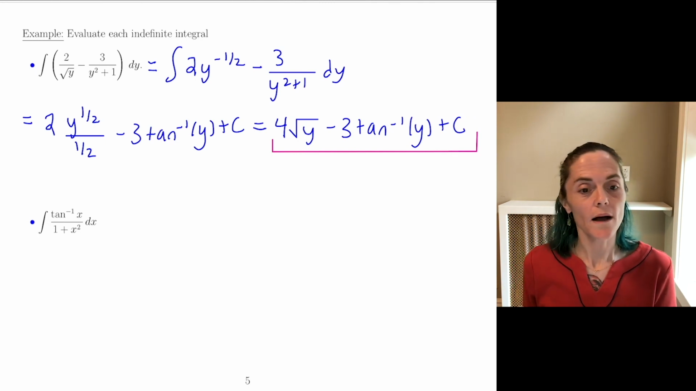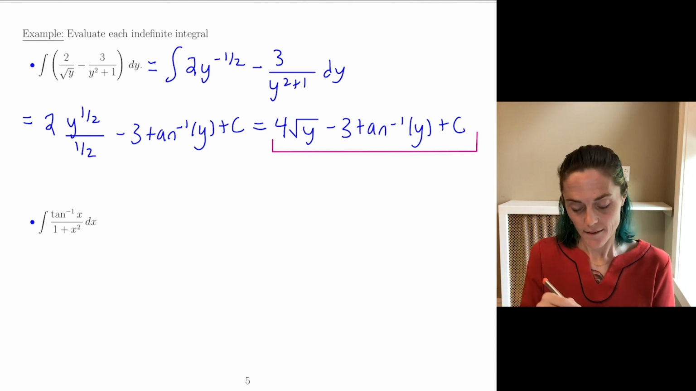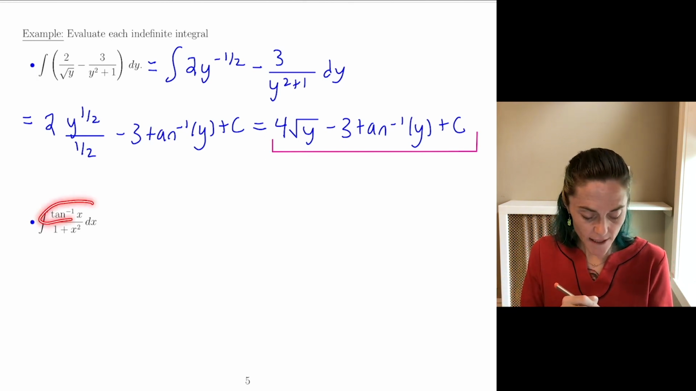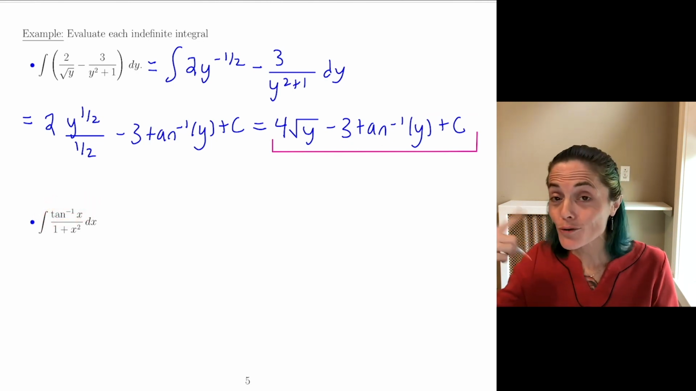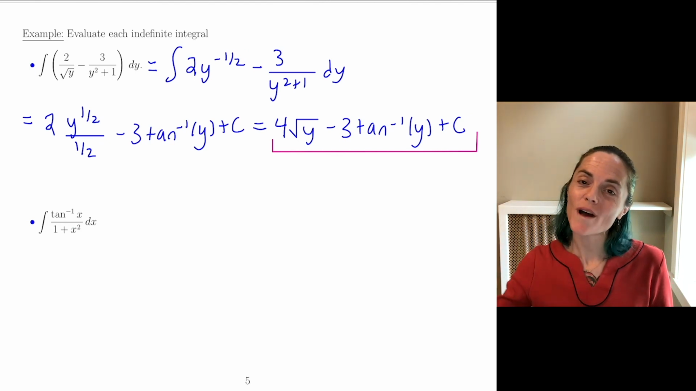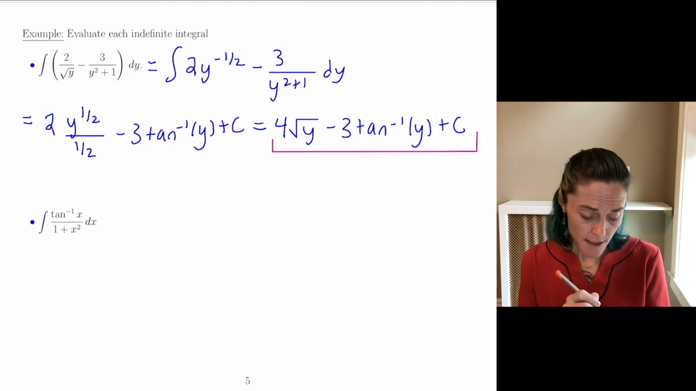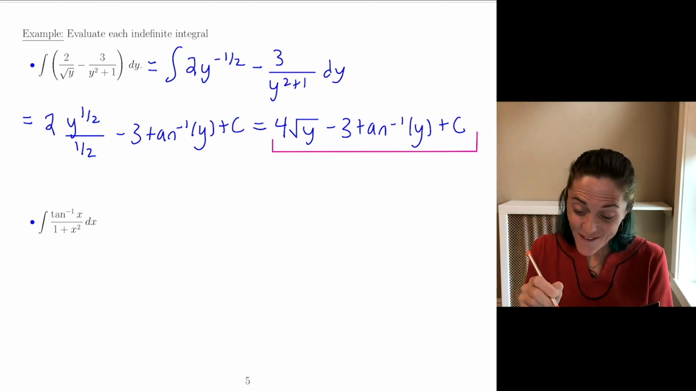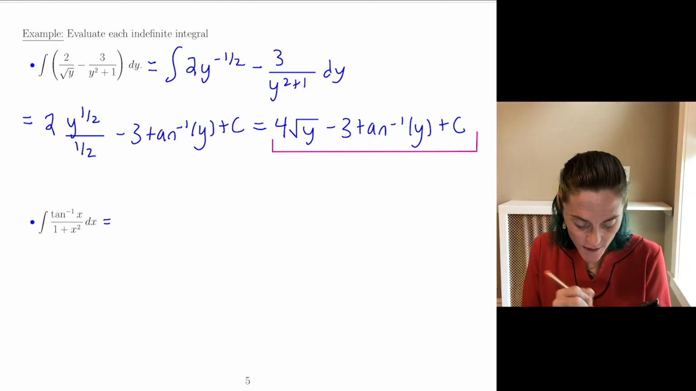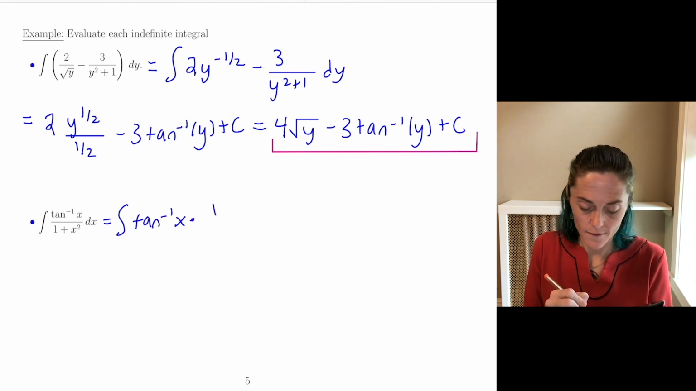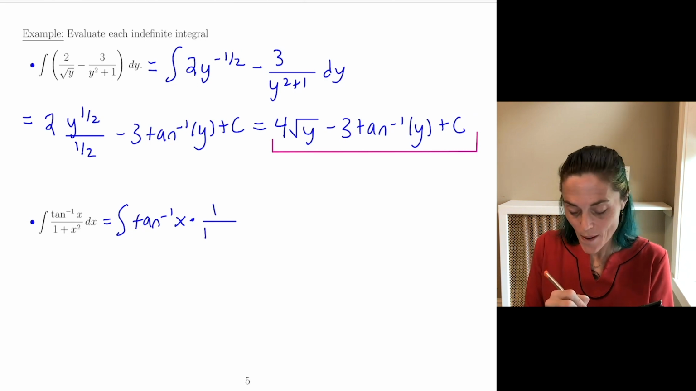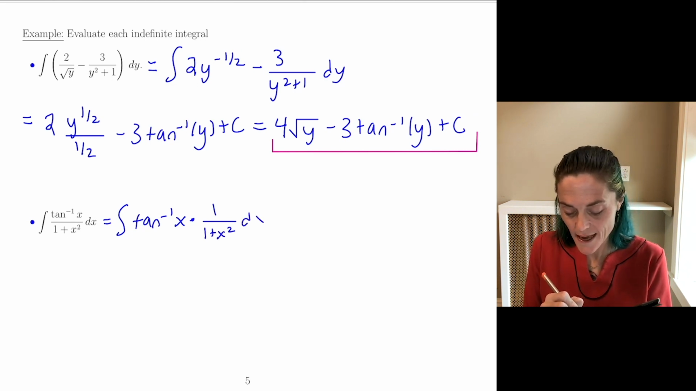Next one. Well, what are we going to do here? Okay. We see a function, tan inverse of x. Remember the derivative of tan inverse x is 1 over 1 plus x squared. So if you want, you can rewrite this as follows. This is the integral. Here's tan inverse of x. And then times, here's the derivative. 1 plus x squared dx.